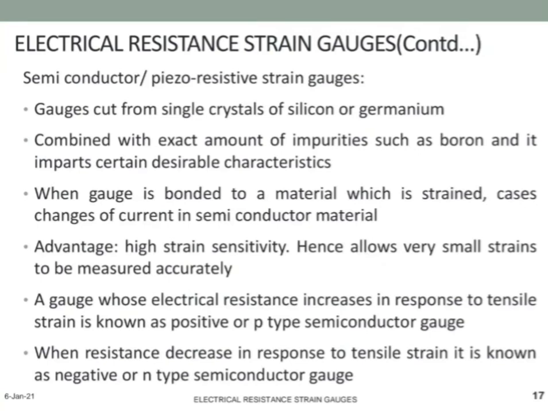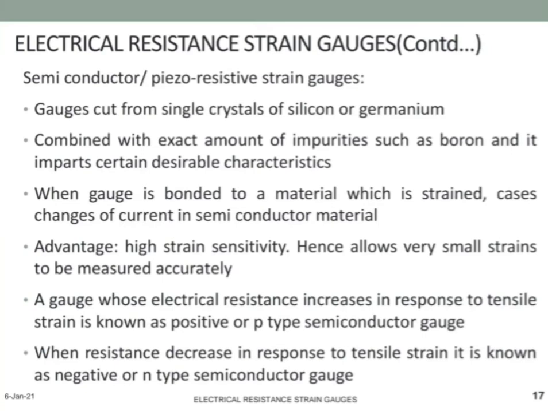The third type is semiconductor or piezoresistive strain gauges. These gauges are cut from single crystals of silicon or germanium. It is combined with an exact amount of impurities such as boron to impart certain desirable characteristics to act as a strain gauge. When the gauge is bonded to a material which is strained, it causes changes of current in the semiconductor material. Its advantage is that it has high strain sensitivity and allows very small strains to be measured accurately.